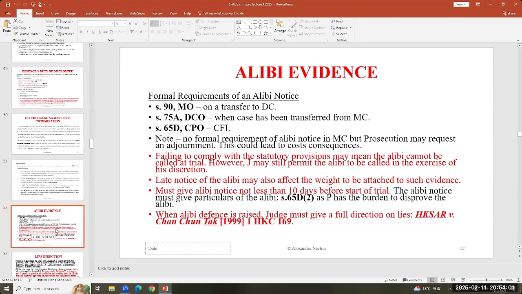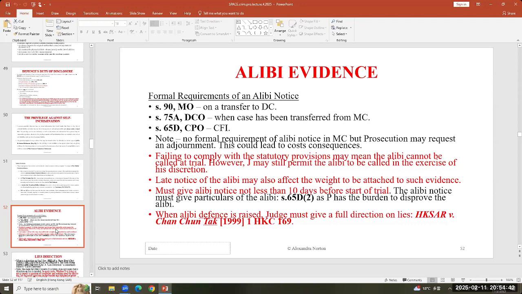Alibi evidence we looked at as well in evidence law. Remember, this is evidence where the defendant says either he was not at the scene, he was somewhere else, so he has an alibi in terms of location, or he says he was with someone else at the time of the offense. If he wants to run an alibi defense, he must give advance notice to the prosecution. He must give notice at least 10 days before the start of the trial, and he has to comply with the requirements in Section 65D. So he has to give reasonable particulars of the alibi.